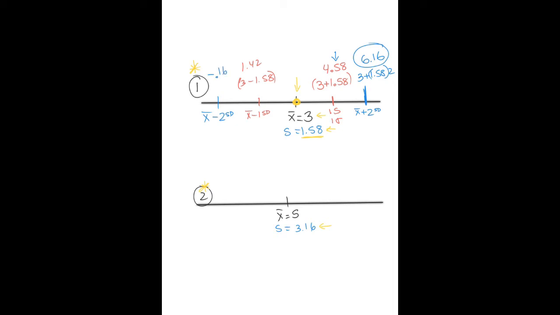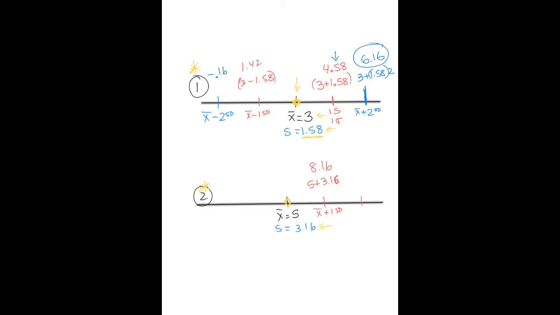Let's repeat this exercise for data set 2. So in data set 2, we start here at x equals 5. So let's go 1 standard deviation above. So we have x bar plus 1 SD. Now in this case, we'll do 5 plus 3.16. So this is 8.16.